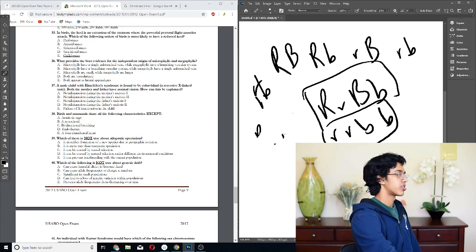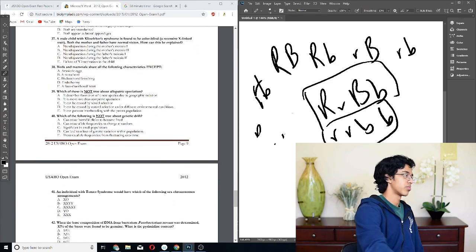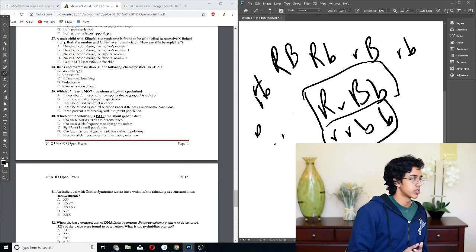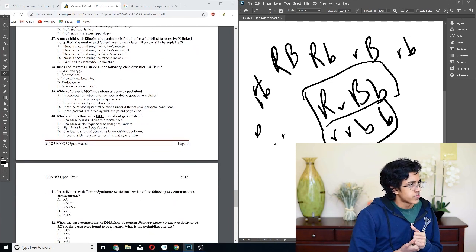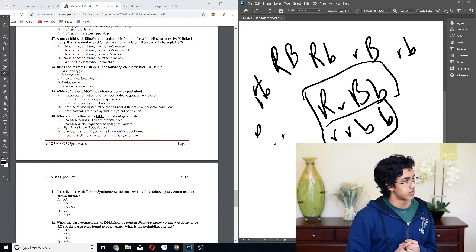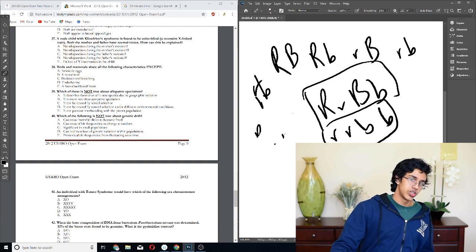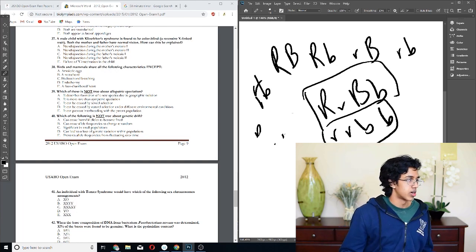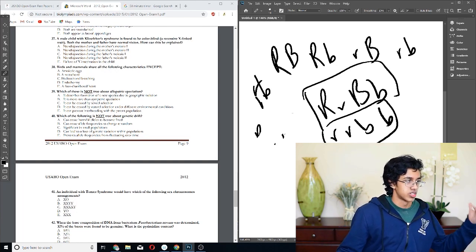39, which is probably not true about allopatric speciation. That basically means the different places they separate geologically. So, it's more rare. I feel that that's not true. It can be caused by, no? Okay, C is wrong. Allopatric, by definition, is literally they're in different places. So I don't see how, yeah, this just doesn't make sense.